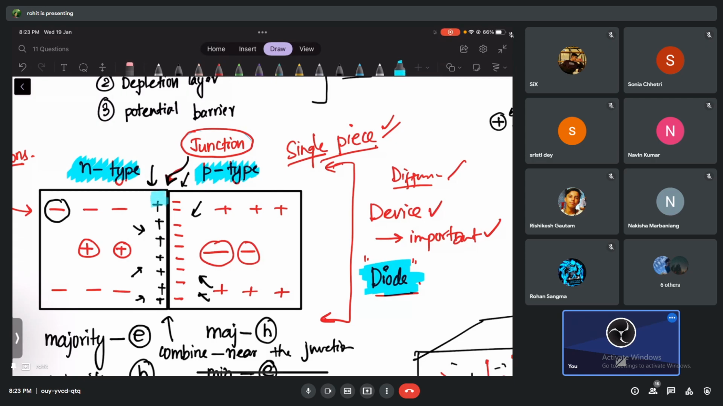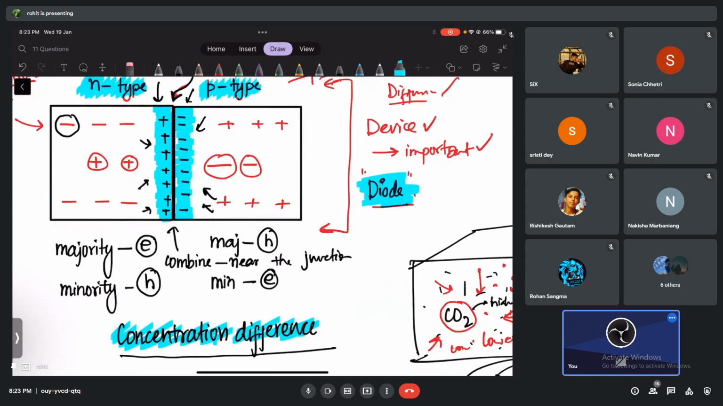But don't forget, after this they cannot move anymore, because near the junction they are going to combine, and they are not free charges. This region, you tell me again, what is it? This region is near the junction, and near the junction the charges have combined. In this region, which I've marked with blue marker, do they have free charges or no free charges? No free charges, because they've combined. Here also they don't have free charges, they've combined together like that.